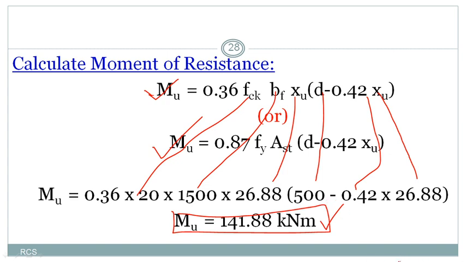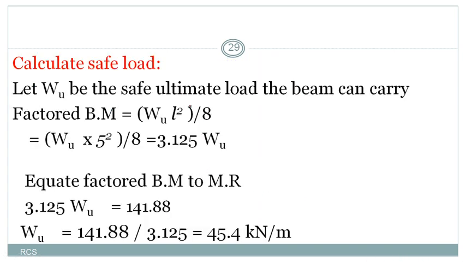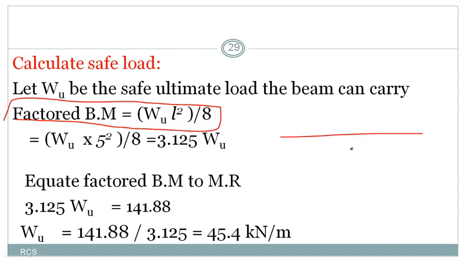Now in addition to this, we have to calculate the maximum load that it can bear. So for the maximum load or the safe load, we need the factored bending moment. First we have to calculate the factored bending moment. As we are analyzing a simply supported beam, and the type of load is a uniformly distributed load. When a simply supported beam is subjected to a uniformly distributed load, the maximum bending moment will occur at the midspan region.